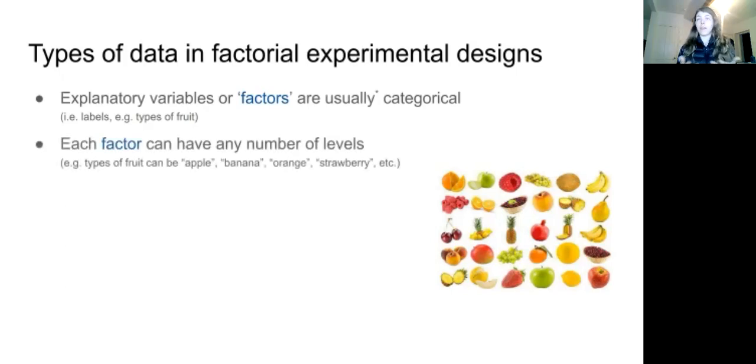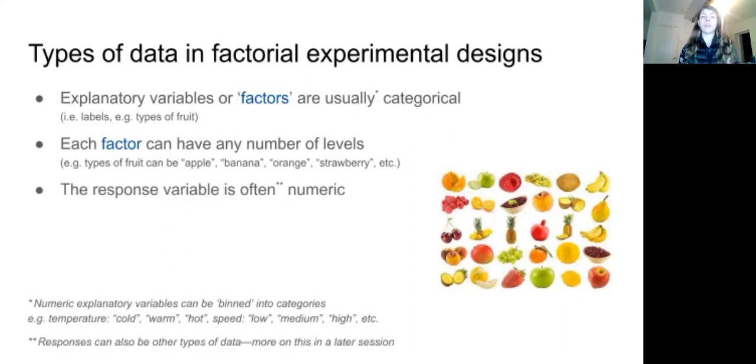A factor can have any number of levels. When you're considering fruit, for example, these levels can be apple, banana, orange, strawberry, etc. Now, in a factorial design, the response variable, by contrast, is often numeric, and all of the examples we'll consider today will be of this form. It's important to note, however, that explanatory variables don't necessarily have to be categorical. They can be numeric, but binned into categories. And response variables can also be other types of data, but we'll cover this more in a later session.